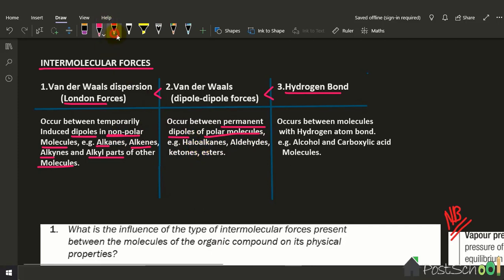And what is important is to identify whether it is a haloalkane, aldehyde, or ketone. You must know that under dipole forces there are haloalkanes, aldehydes, ketones, and esters. And then we come finally to the hydrogen bond, which occurs between molecules with a hydrogen atom bonded to a highly electronegative atom. Here it is alcohols and carboxylic acids because of the OH bond. So those are hydrogen bonds. So we move on.